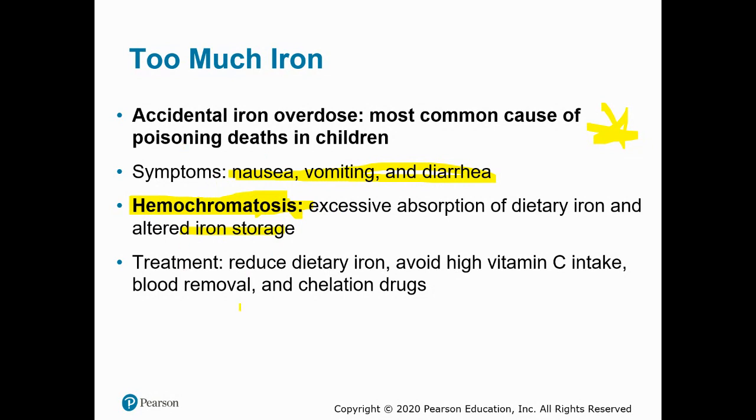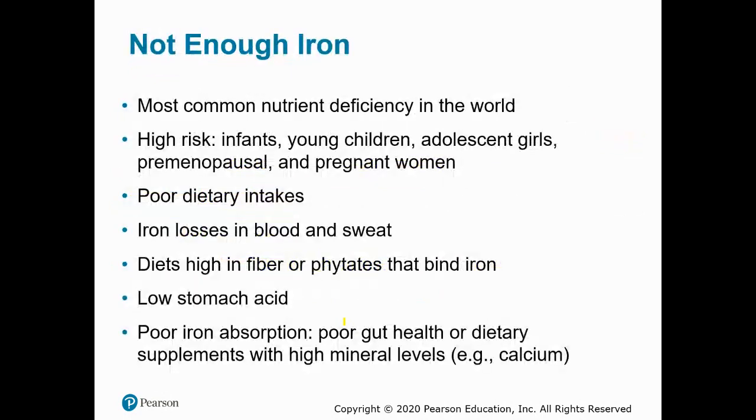How do you treat too much iron or iron toxicity? Primarily just by reducing your dietary intake of iron, reducing use of iron supplements, potentially also avoiding high vitamin C intake, because remember, vitamin C enhances iron absorption. You could donate some blood. You can also use some chelation drug therapies that will actually chelate or pull iron out of your body and help you remove it in the feces.